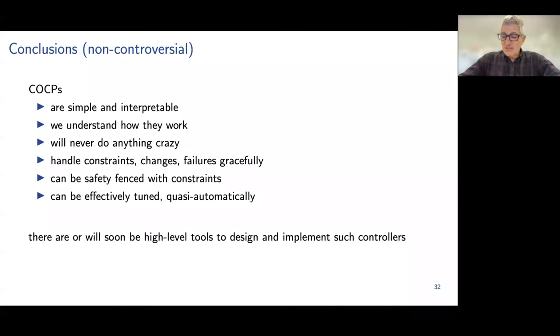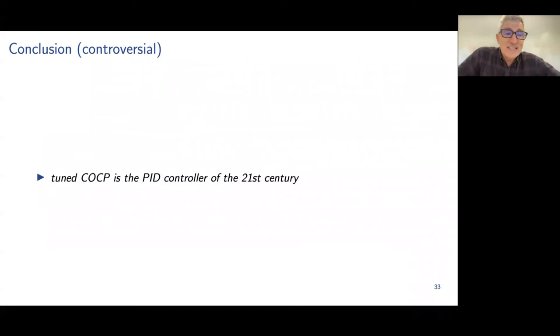And so we can actually implement these. And I'll end with a claim that is maybe controversial, maybe not, I don't know. Anyway, here it is. I would claim tuned COCP is the PID controller of the 21st century. I don't mean anything fancy by this, no claims of performance and all that. What it says is if you have a control problem amenable to something like this, the same way 100 years ago you would first try PID, I would first try tuned COCP. It would be an awfully good method to start with. That's actually all I'm saying. And I don't think that is controversial.